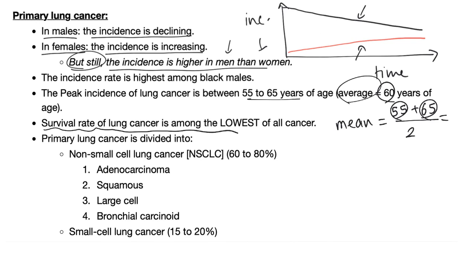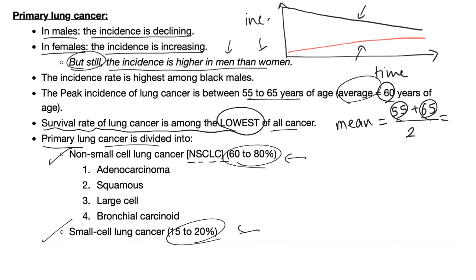Survival rate of lung cancer is among the lowest of all cancers, difficult to screen, many patients are asymptomatic, and they are rapidly progressive and fatal. Primary lung cancer is divided into non-small cell lung cancer, also known as NSCLC, and small cell lung cancer. This is the majority of lung cancer. This is just a minority, but they are very bad. They are very progressive, and they are rapidly fatal.